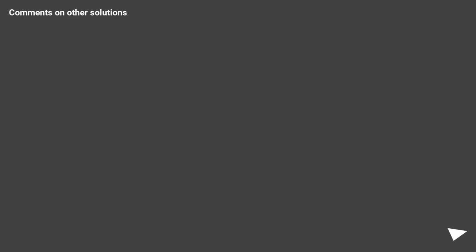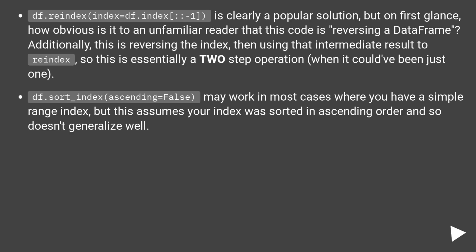Comments on other solutions. df.reindex(index=df.index[::-1]) is clearly a popular solution, but on first glance, how obvious is it to an unfamiliar reader that this code is reversing a data frame? Additionally, this is reversing the index, then using that intermediate result to reindex, so this is essentially a two-step operation, when it could have been just one. df.sort_index(ascending=False) may work in most cases where you have a simple range index, but this assumes your index was sorted in ascending order and so doesn't generalize well.